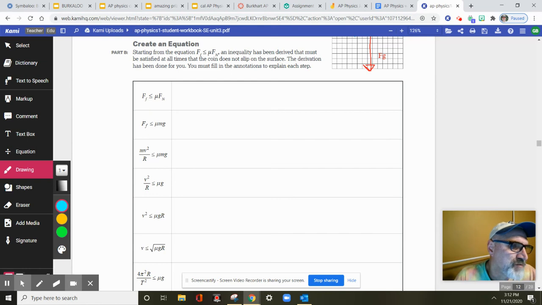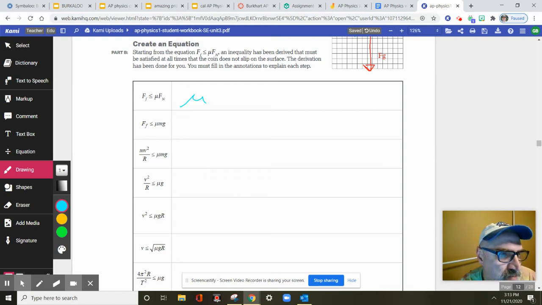This is the formula for the force of friction, that the force of friction is less than or equal to the coefficient of friction times the normal force. That's the definition of friction. The coefficient of friction, mu, this letter right here, is just a property of a material which tells you how sticky the two surfaces are. So the coin and turntable have a specific coefficient of friction between them.